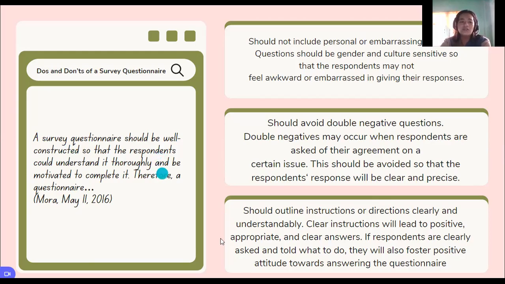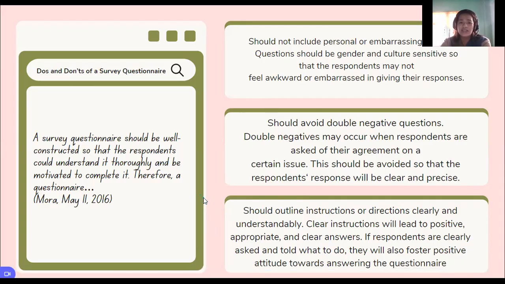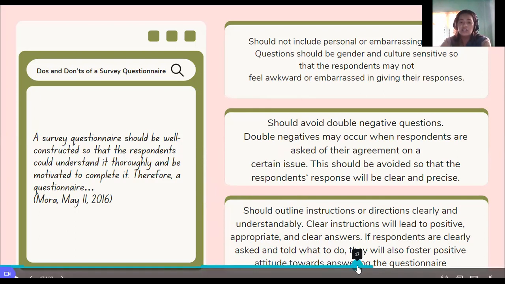You can go back to the selection so that you will have the idea, because later on you will be asked to actually write survey questions. These are the tips that you can follow so that you will be able to write a survey question properly.